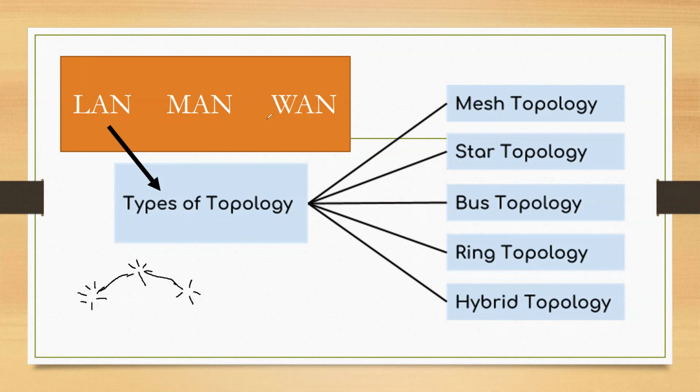Then you know the wide area network. The internet is the best example for the wide area network. There are so many owners, so many interfaces, and it is connected worldwide. All the networks are connected to each other, so we call it a wide area network. So those are the things we discussed earlier.